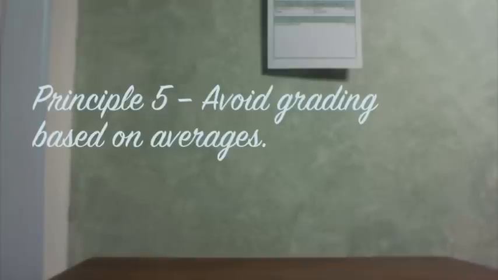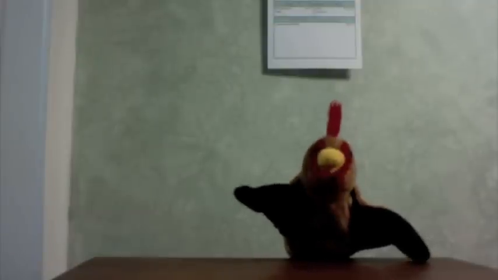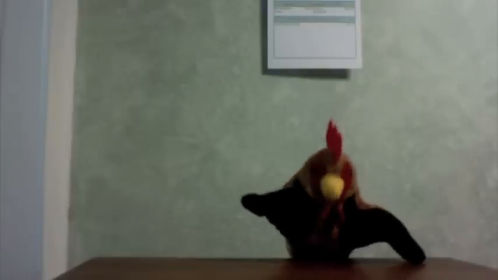Principle 5. Avoid grading based on averages. Teachers should not include pre-assessment scores or scores from work that was done early in the unit. Teachers should judge a student's achievement later in the learning cycle so that a truer picture of what the student learned is presented. We need to remember we want to know what the students learned, not when in the unit they learned it.